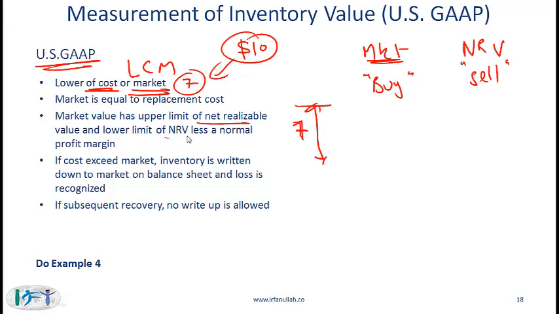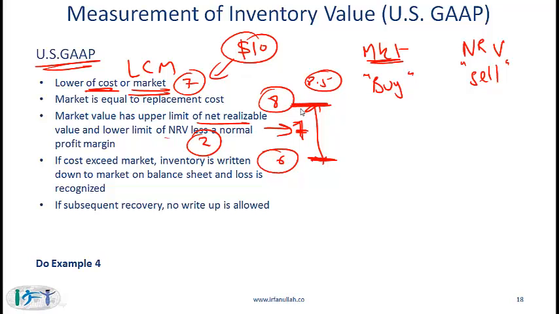Let's say that the NRV, the net realizable value, is 8, and the normal profit margin for this sort of inventory is $2. So 8 minus the normal profit margin of 2 is 6. What that means is the market price is indeed falling within the appropriate range, so we can show our inventory at 7. If the market price had been 8.5 and NRV is 8, then we would have to show the inventory at 8. We cannot then show it at 8.5. On the other hand, if the market price is 5, then we need to show the inventory at 6, not 5, because 6 represents the lower limit.